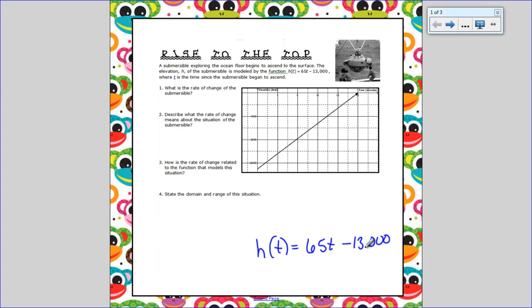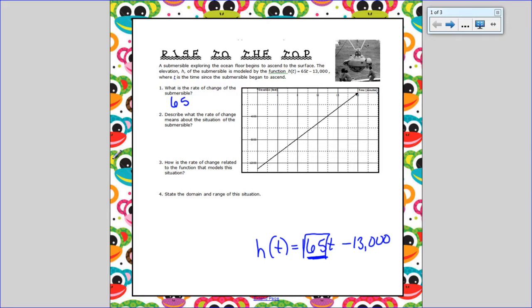The rate of change for any function is going to be the number next to the variable. It's usually an x, but in this case it's a t. And so my slope, my rate of change for this graph should be this number 65 right here. If I use the graph they've given me, it's a little bit harder to tell because you have really big numbers to deal with. So we're going to just use the function. This is our rate of change, the 65. Now we have to talk about what that means about the situation.